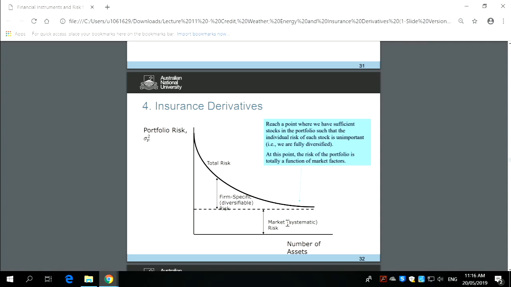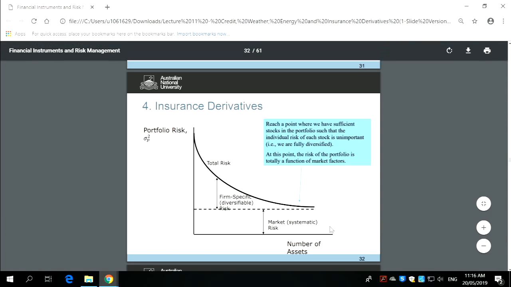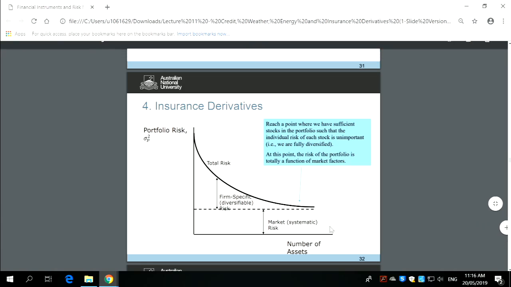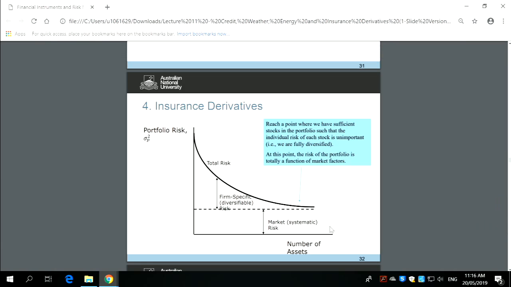So by adding cat bonds with zero correlation with the market portfolio, you can shrink this systematic risk even further, right? You can push down this systematic risk to a much smaller amount. So the main reason people buy cat bonds is because of that diversification benefit. Does it make sense?